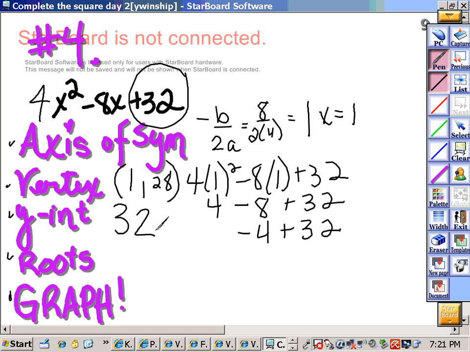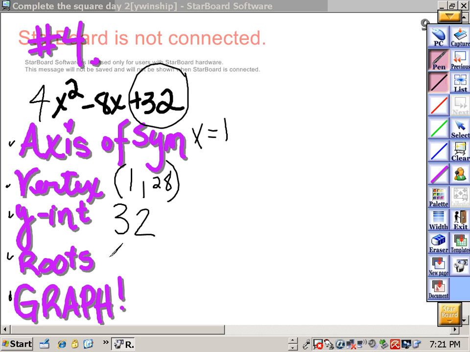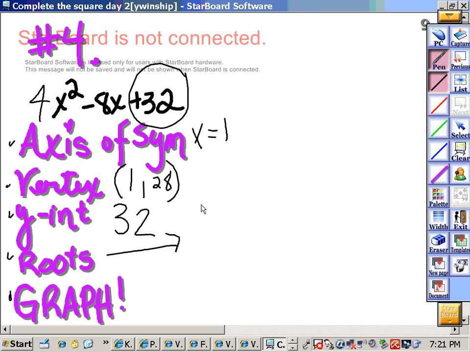Now to find the roots, I want you to do this by completing the square. I'm going to pause a minute and clean up my screen. You go ahead and try to find the roots by completing the square. Okay, I'm back. To find my roots by completing the square, the first thing I need to do is divide everything up here by 4 and make it equal to 0. So I have 4x squared minus 8x plus 32 equals 0.